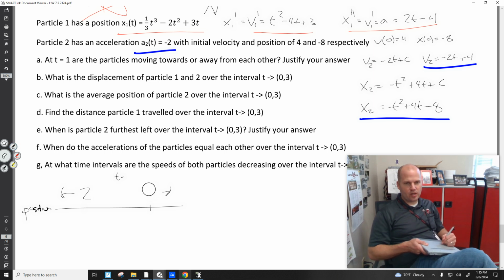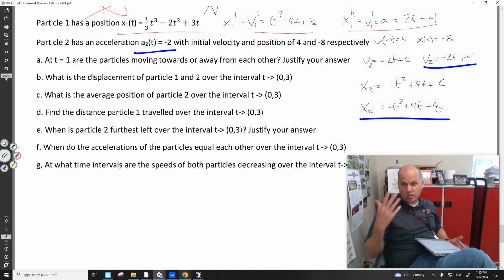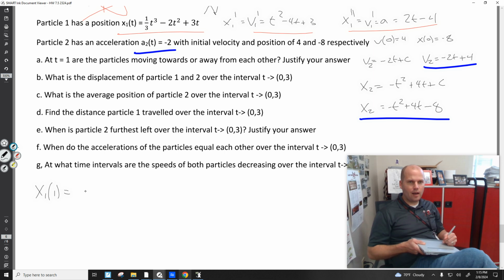You might see this question in another situation. Your key is you need to understand your positions, where you're located, and then how your position's changing, whether your position's decreasing or increasing, the velocity. So you need to find your position of both particles at 1. Let's find that. This is for part A.